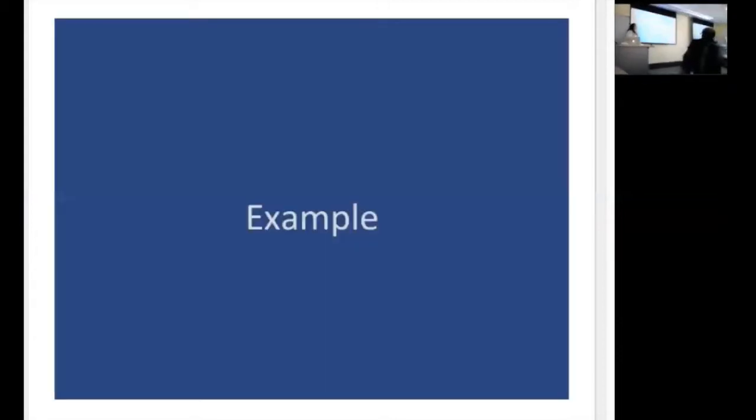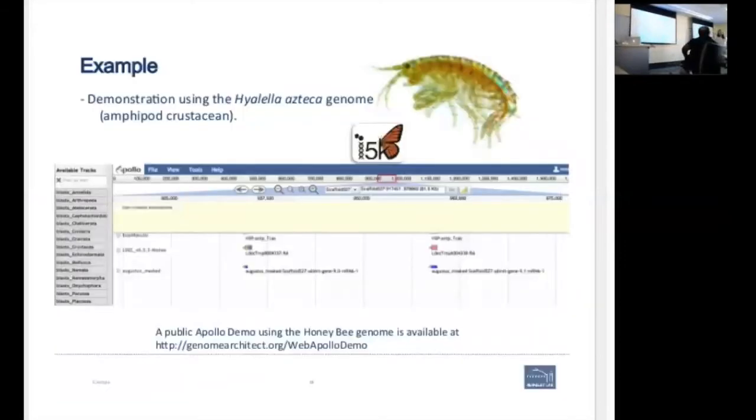Okay, so let's get ready for an example. Who knows what Hyalella azteca is? Have you ever heard of this? It's a microcrustacean, a little amphipod crustacean that the EPA has used for a long time as a bioindicator. It's a little crustacean that indicates what the level of toxins is in some systems.